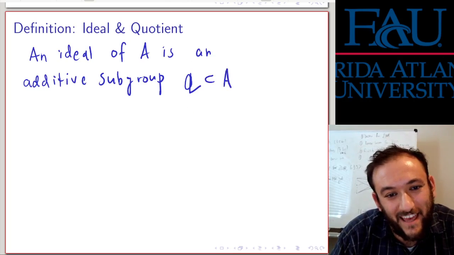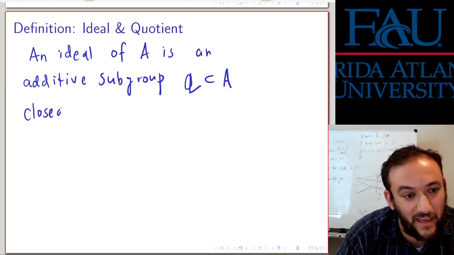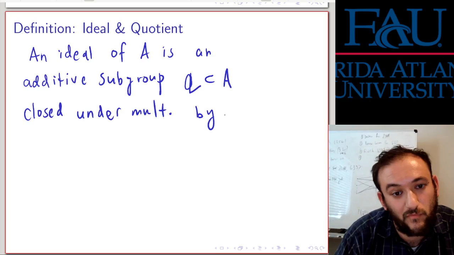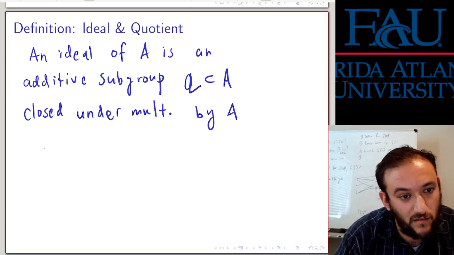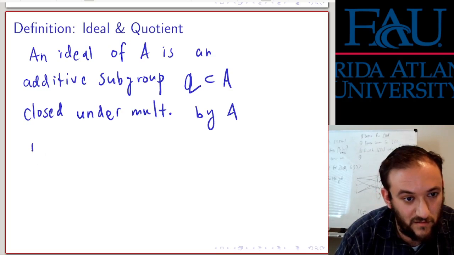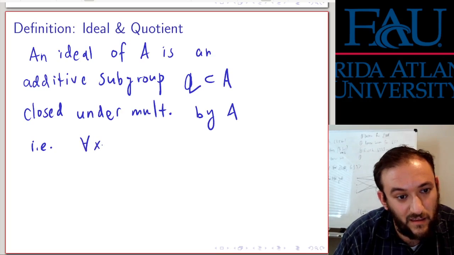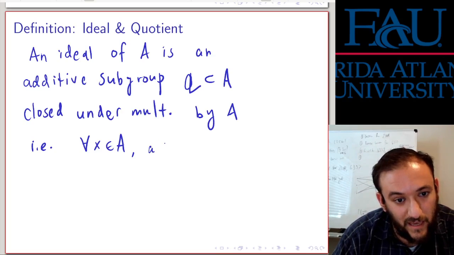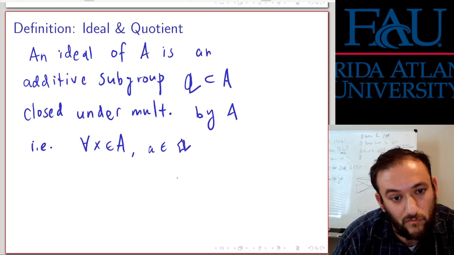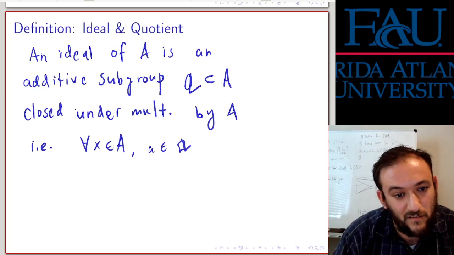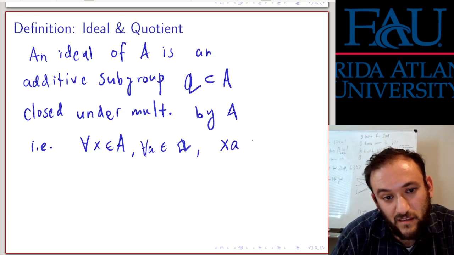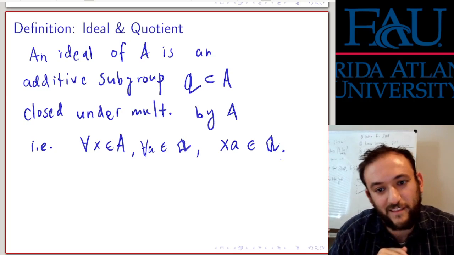It's an additive subgroup of A, closed under multiplication by A. So in particular, for any x in A and a in the ideal 𝔞, we have xa is also in the ideal 𝔞. I think I'm getting better at this fraktur script as I go.